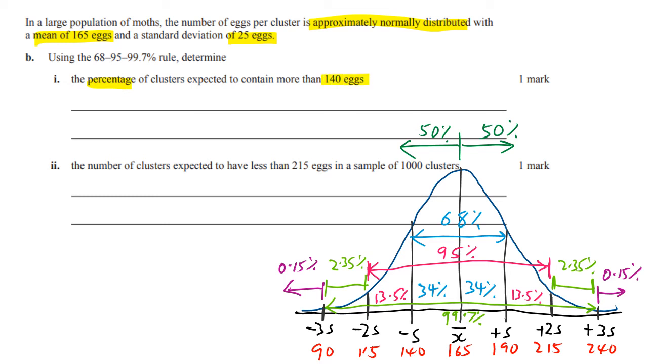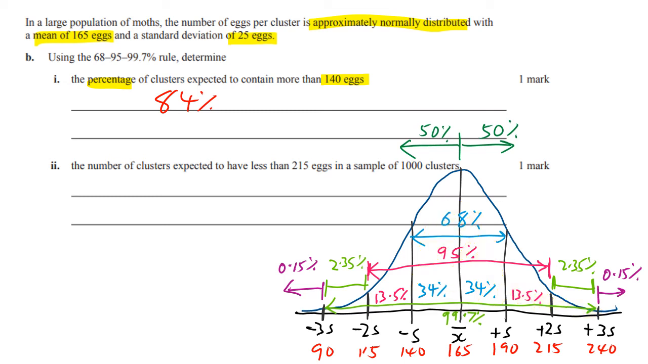more than 140 eggs? So if you look at that, they're just asking for what is all that percentage. 68 plus the 16, you've done this all before. That should be 84%. Fairly straightforward, that one. If you just add up the 68 and the other bits.